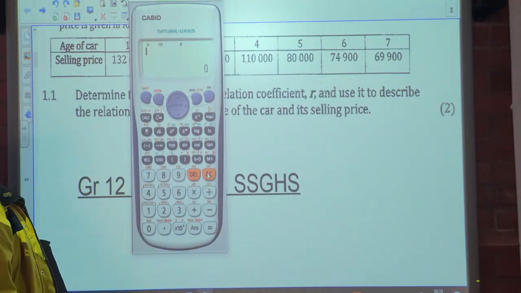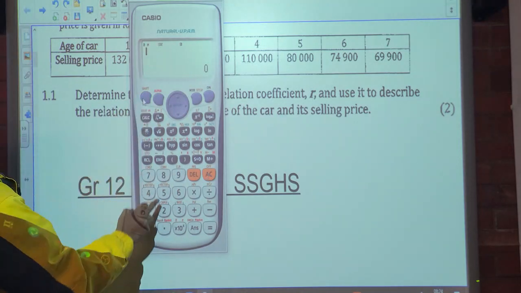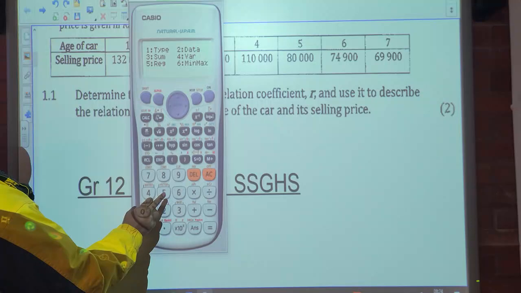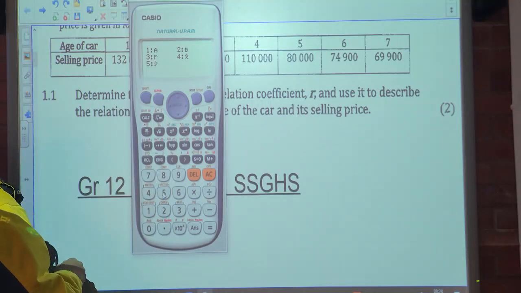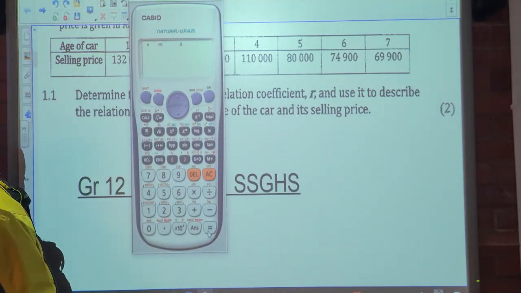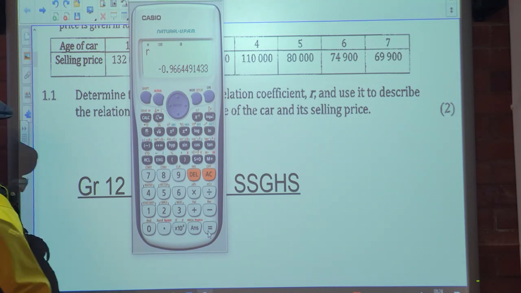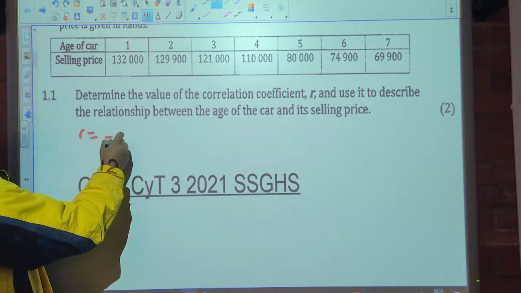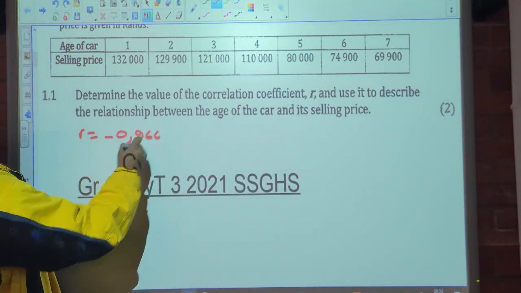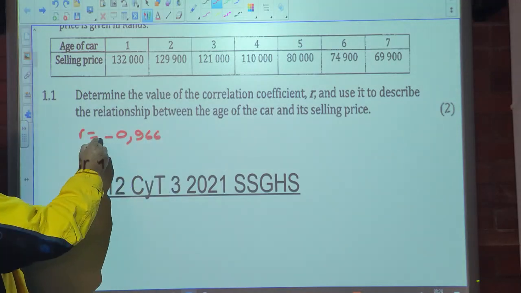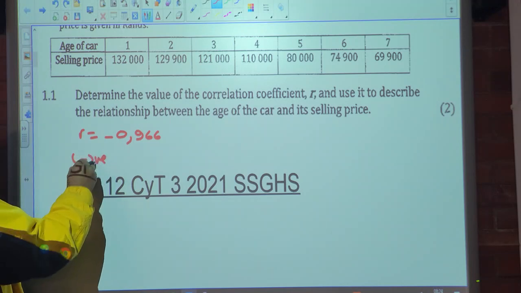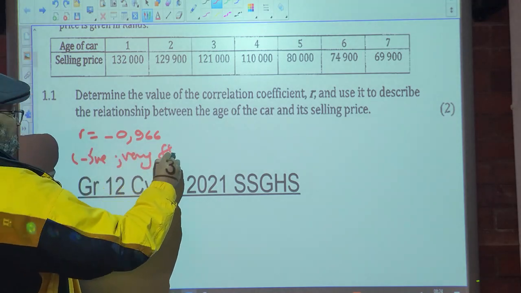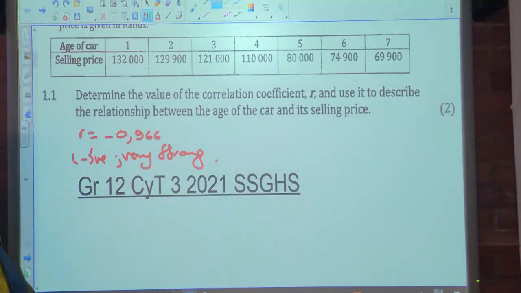There's AC to store the information. Shift 1, 5 for regression, and 3 for R. Is that correct? Somebody must just follow the memo. So the R value is negative 0,966. What can we say about this? It is a negative, very strong correlation.